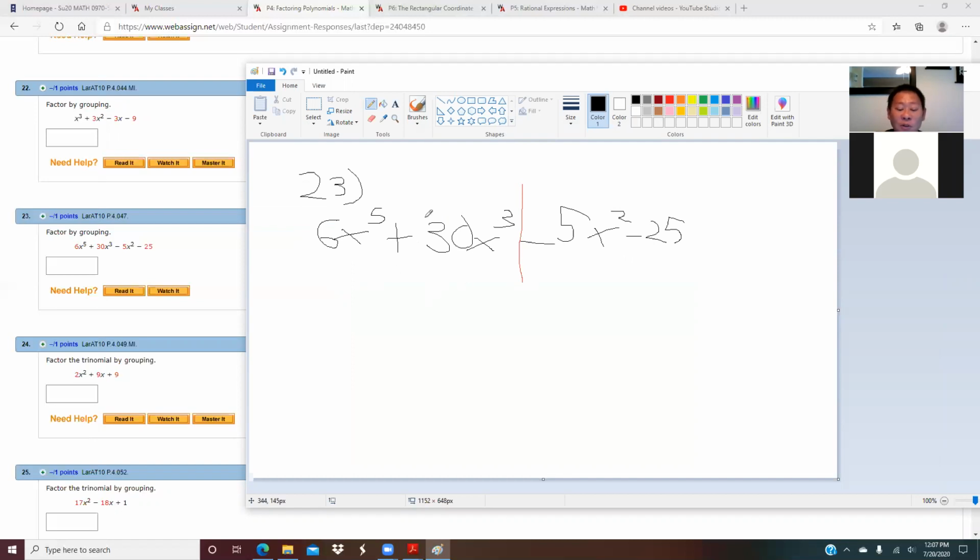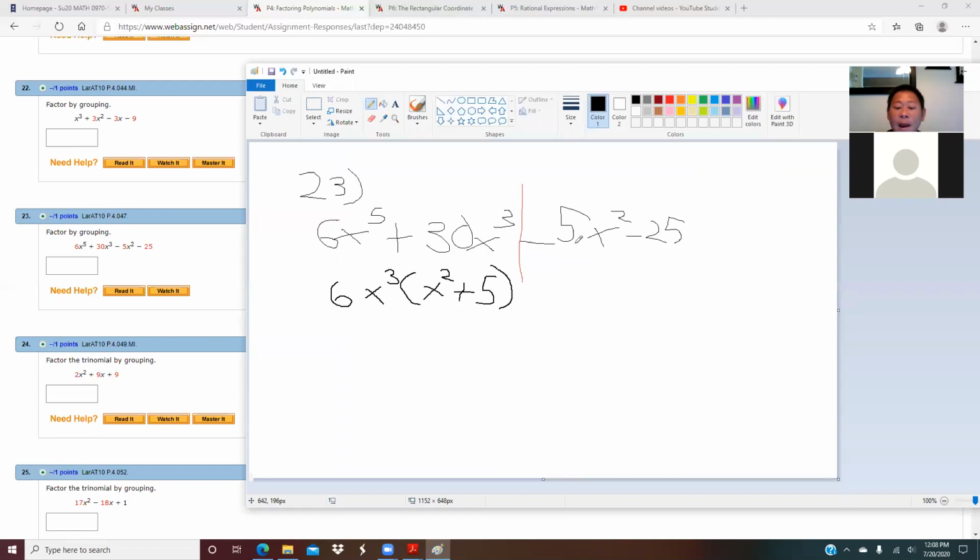So what is the common factor for the first 2 terms? In this case it will be 6x cubed. This is the GCF, the greatest common factor for these 2 terms, because 6 goes into 6 and 30, and the smallest power is x cubed. When you take 6x cubed from 6x to the 5, you get x squared. Plus, when you take 6x cubed from 30x cubed, you get 5. So this is how we do the first pair.